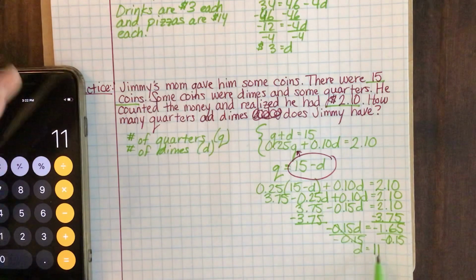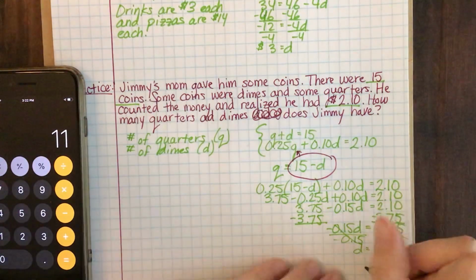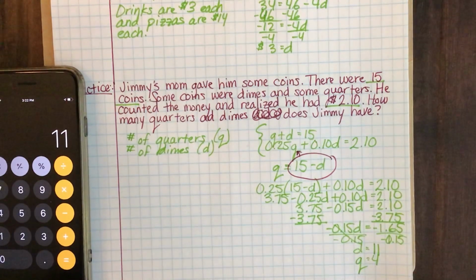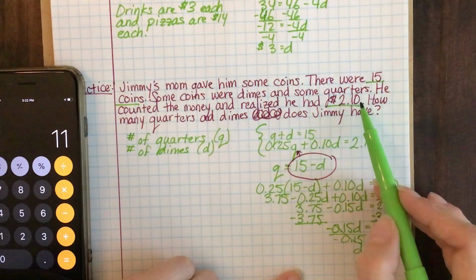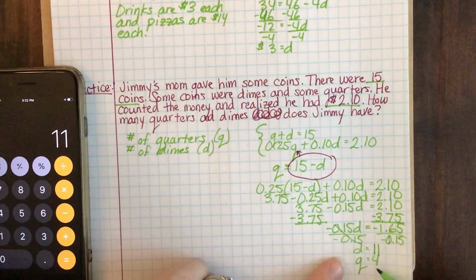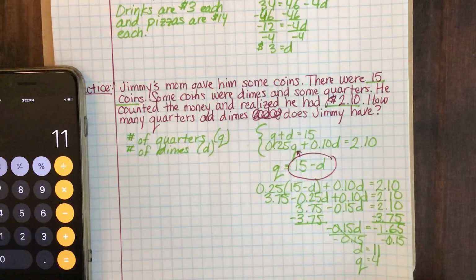So if we have 11 dimes and we have 15 coins total, how many quarters do we have? You should be saying 4. Okay, let's make sure that also works for this total amount here. Dimes are worth 10 cents, so this would be $1.10. Quarters are worth 25 cents, so 4 times a quarter would be $1. So $1.10 plus $1 is $2.10, so we know that that's correct.